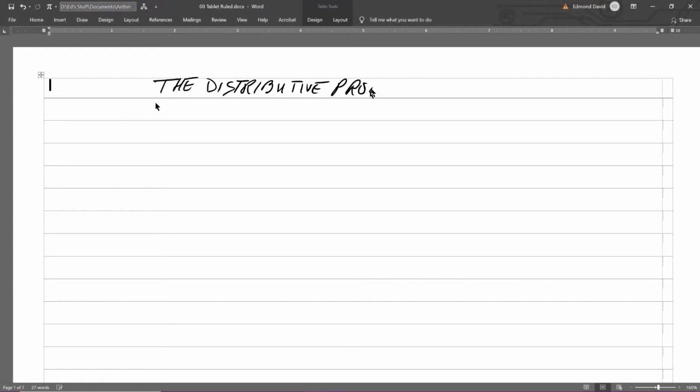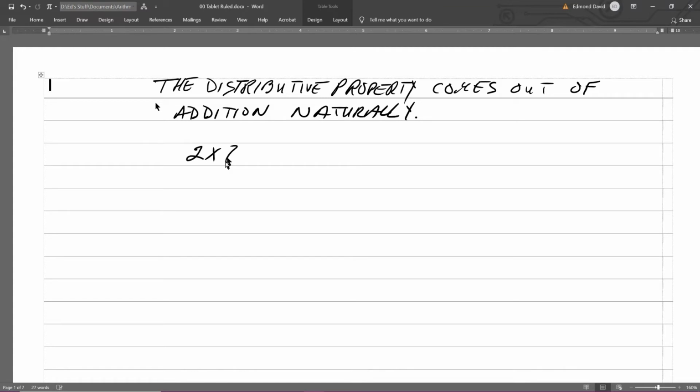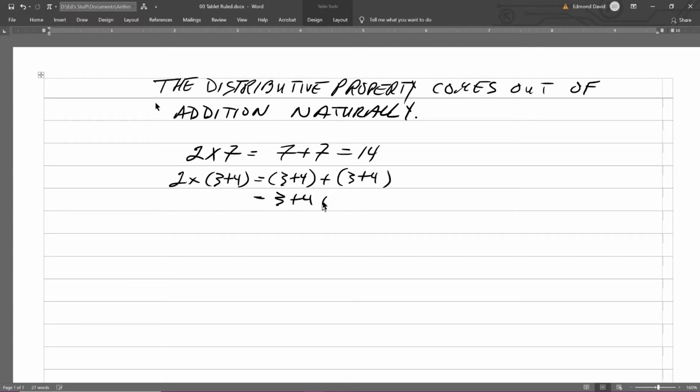The distributive property comes out of addition naturally. 2 times 7 means 7 plus 7 equals 14. 2 times the group 3 plus 4 means the group 3 plus 4 plus 3 plus 4. Because there's only addition, the parentheses are not needed.